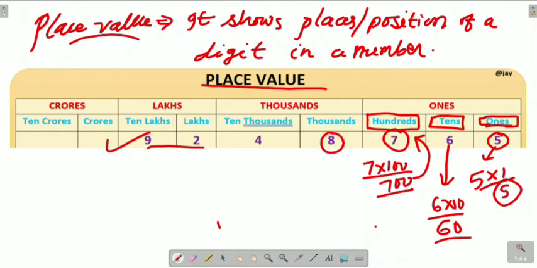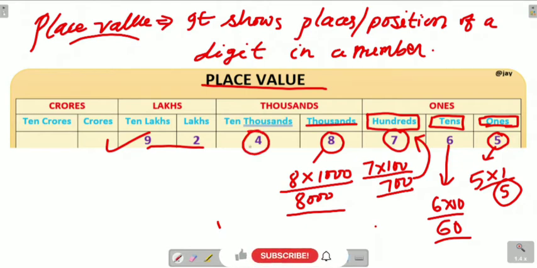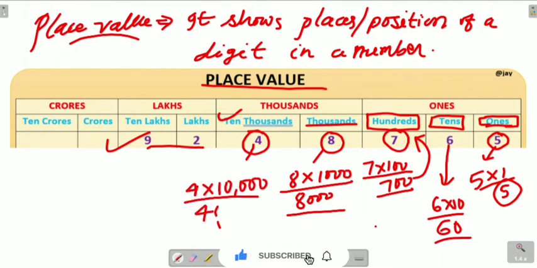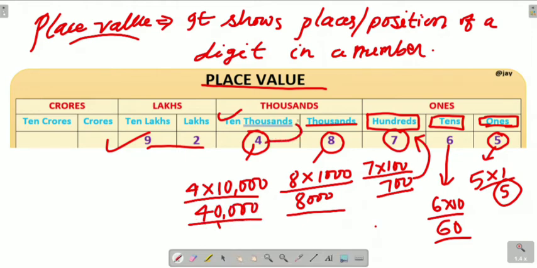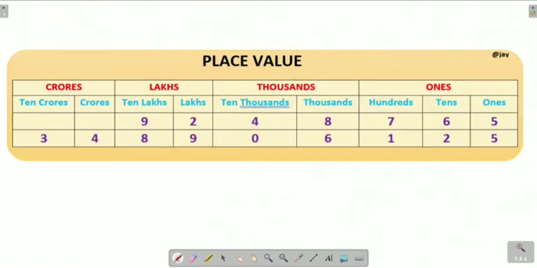Similarly, here we have 8. So the place is 1000. So we have to multiply 8 with 1000, and we will get 8000. So this is the place value of 8. Similarly, here we have 4 and the place is 10,000. So 4 times 10,000 will give us 40,000. It means we have to multiply the digit with the value of the place.